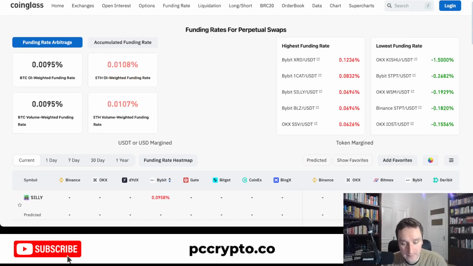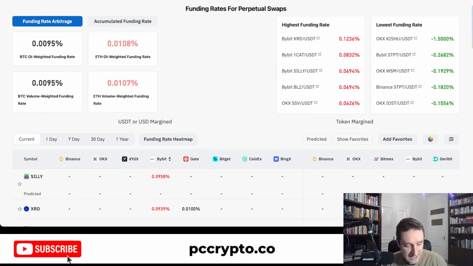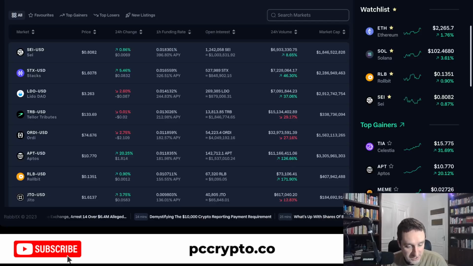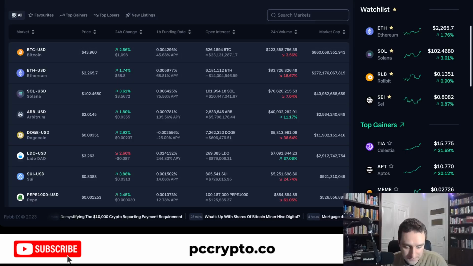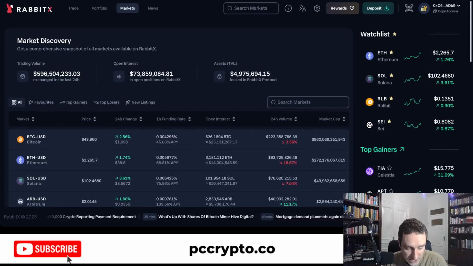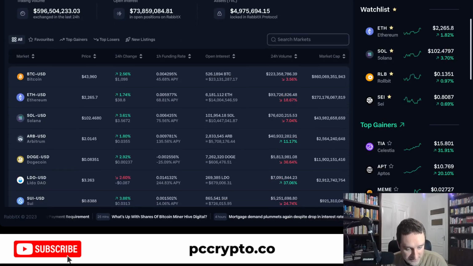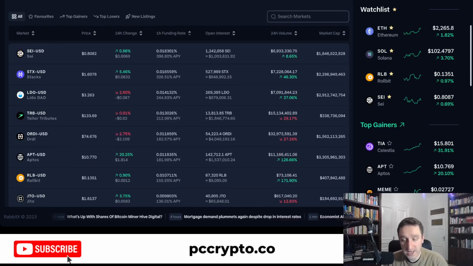Another one is, for example, going on RabbitX. This is a decentralized exchange, and you can as well here go to the markets and just sort through the funding rates and see that as well, and short, for example, here. There are many different options. The method stays the same. So you try to short and at the same time hold the spot position so that you profit.